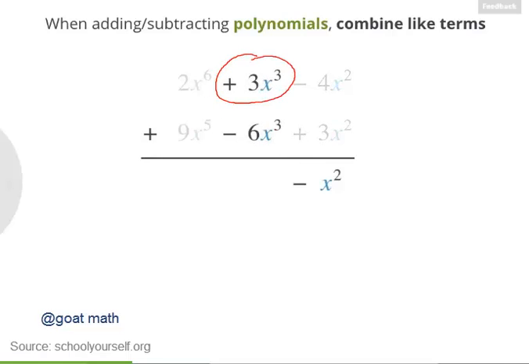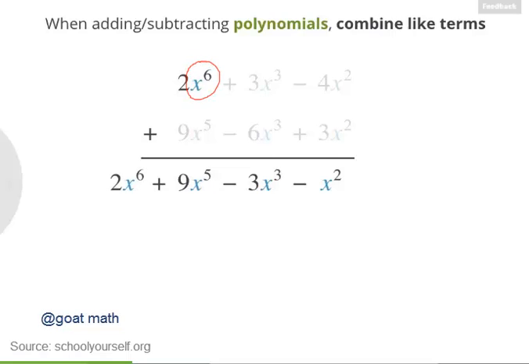Next, we have 3x cubed and -6x cubed. Adding these, we get -3x cubed, because 3 plus -6 equals -3. And that's it for like terms. There's no other term with an x to the 5th in it, just 9x to the 5th. So that's part of our answer. And the same goes for 2x to the 6th.